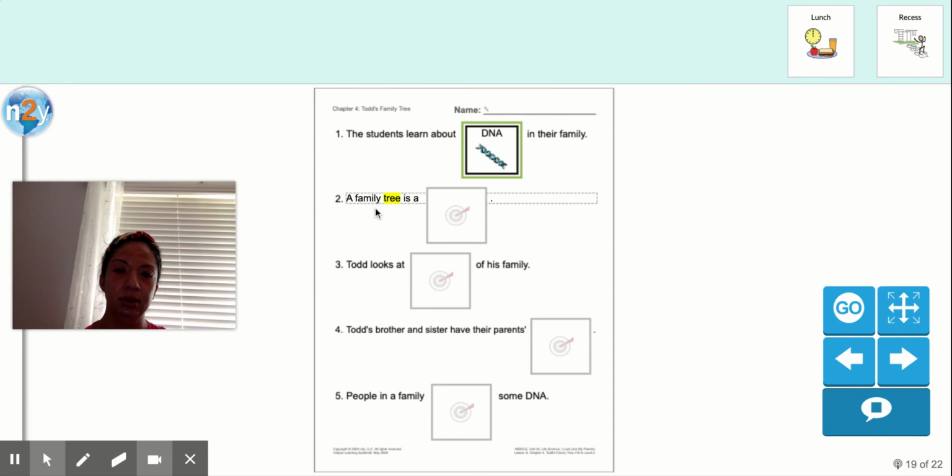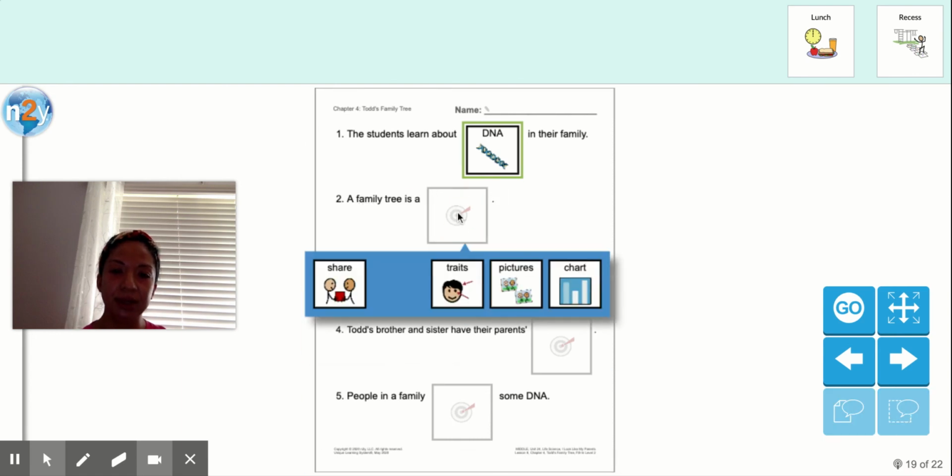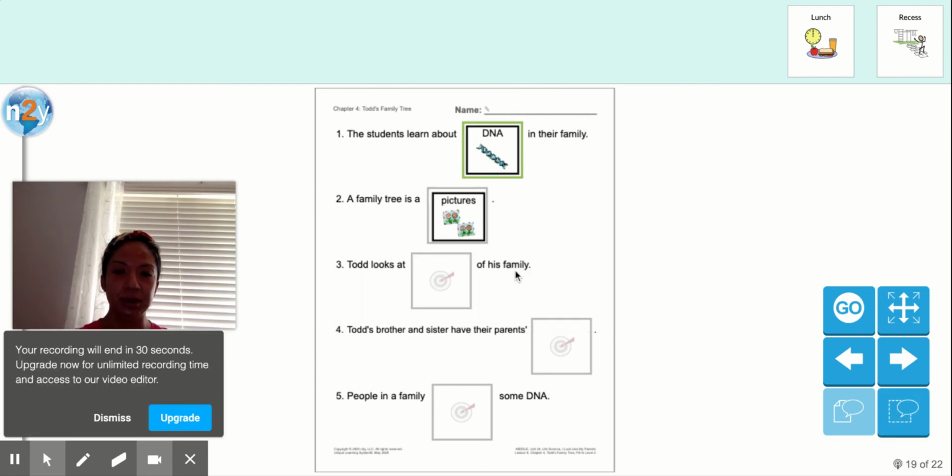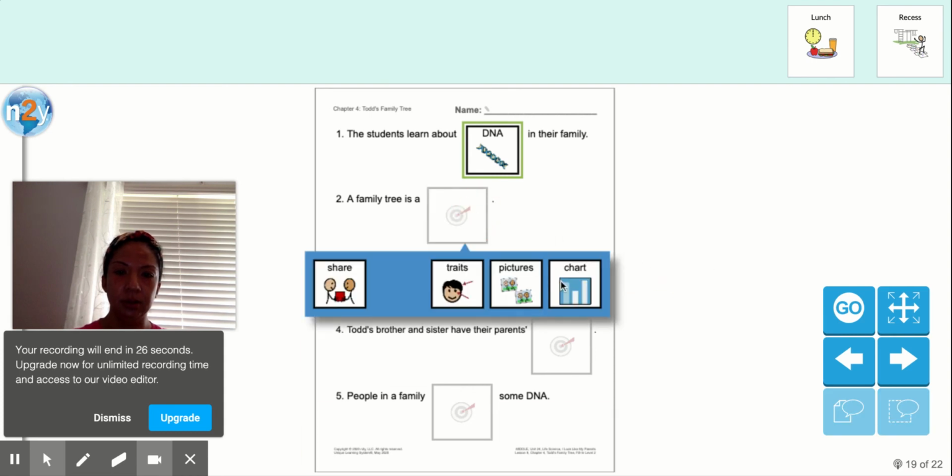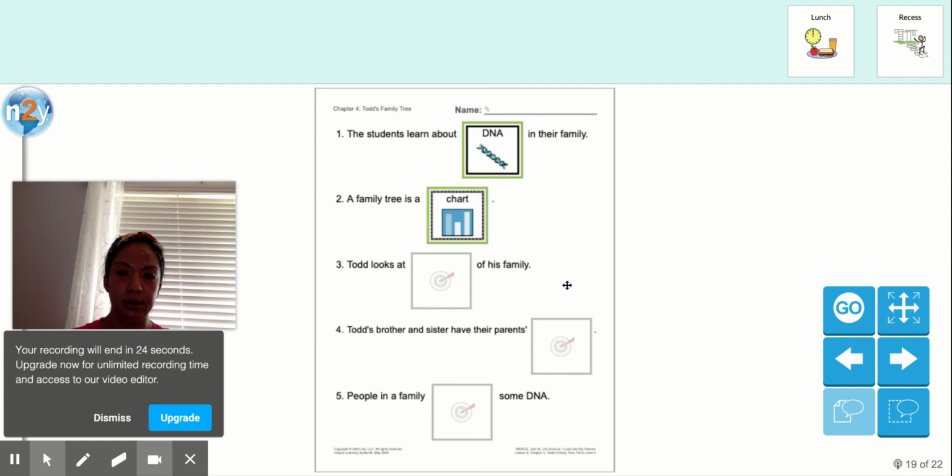Number 2. A family tree is a what? Is it share, traits, picture, or chart? What makes the most sense in that sentence? Pictures? No. Chart.